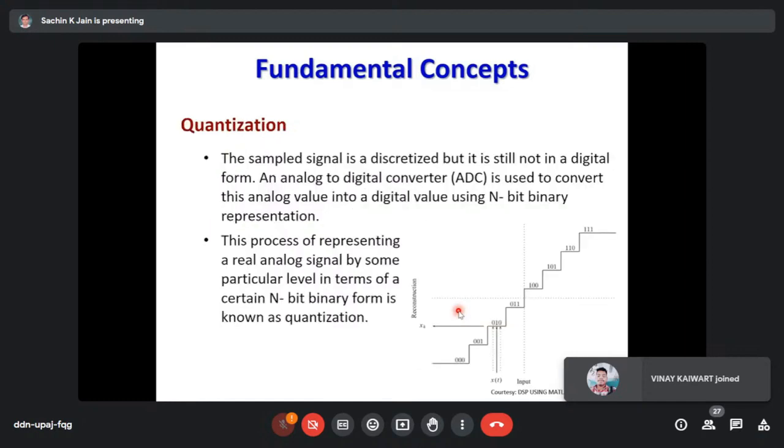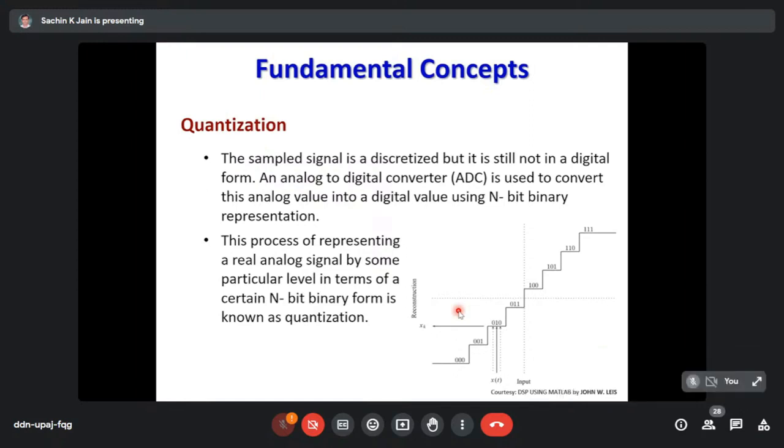So what is quantization? When we translate a continuous signal, which will have infinite values, to the digital domain, the digital values will be represented by some n bits. So the total values that it can take in the predefined range is 2 to the power n.